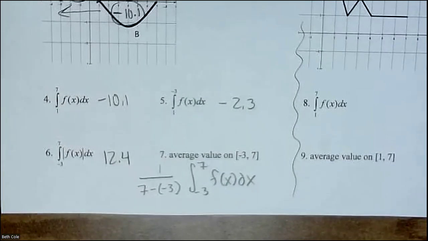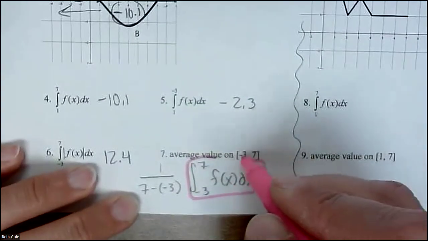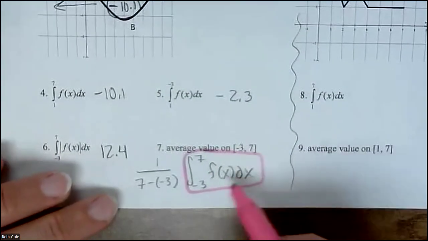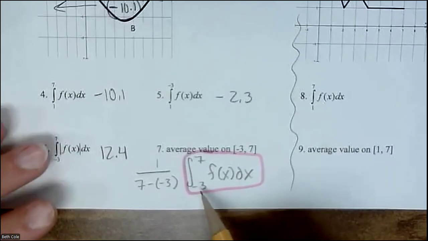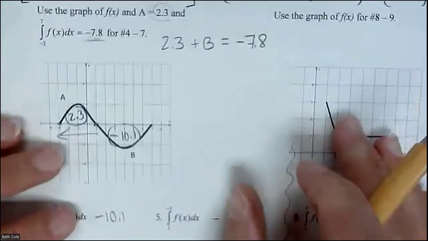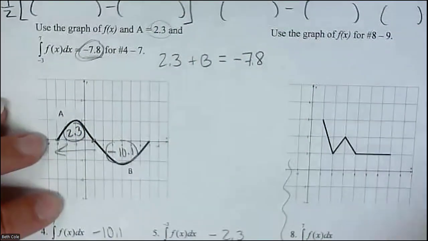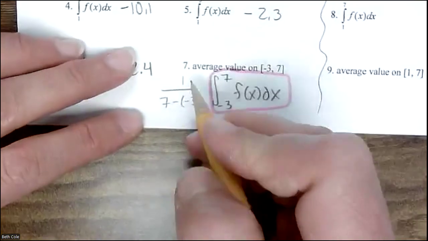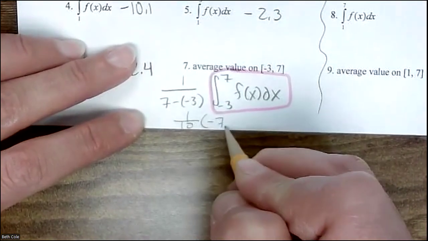This actually does throw people off. You really don't even need the graph at all. They gave you this answer in the problem. This was given information, that part that I just put the pink rectangle around. What is -3 to 7 f of x dx? Because they did tell it to us. Do you see how that equals -7.8? That was given to us. So it's going to be 1/10 times -7.8.